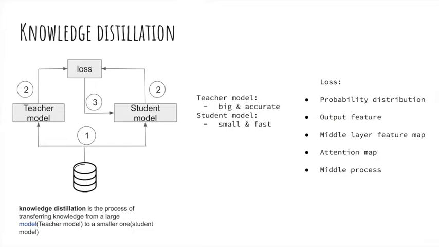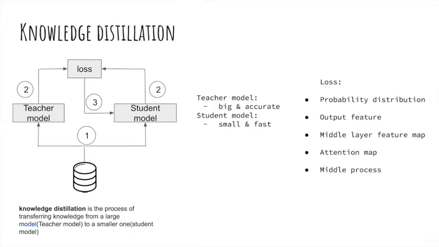It is the process of transferring knowledge from a large model, a teacher model, to a smaller one, which is a student model. So there are two models. One is the teacher model, which is usually a big and powerful model. It has been trained well, and the other one is a student model. It is usually small and fast. Every time we receive a batch of data, the student and teacher predict this data independently, and we want the predictions of these two models to be as similar as possible.